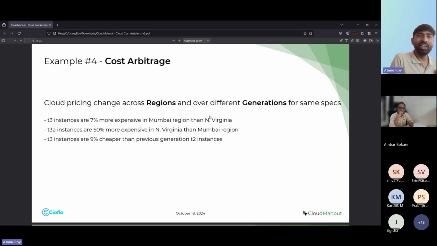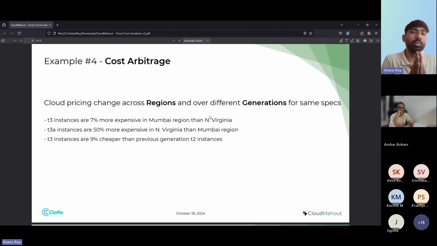On the other hand, very interesting fact, a T3A instance, which is basically an AMD-based instance compared to an Intel instance, if you are spawning up the same instance in Mumbai compared to US East 1, you get 50% cheaper. So just by identifying which region you are deploying your infrastructure in, you can get very big differences in your cost. So that is about the region.